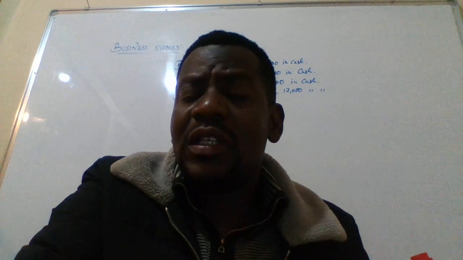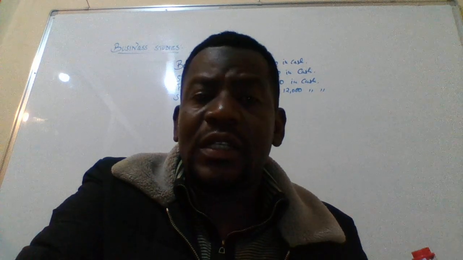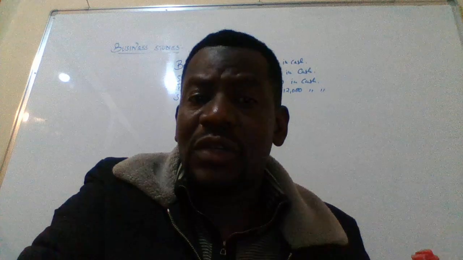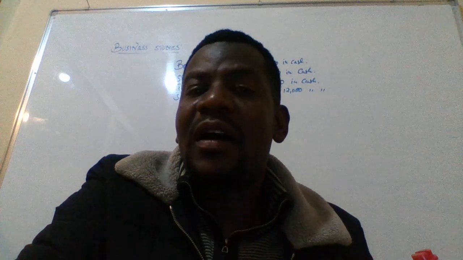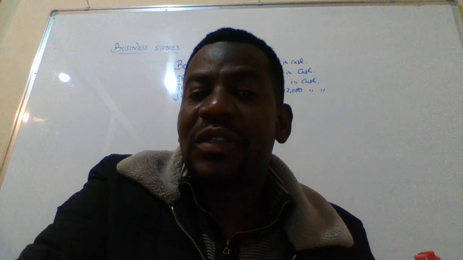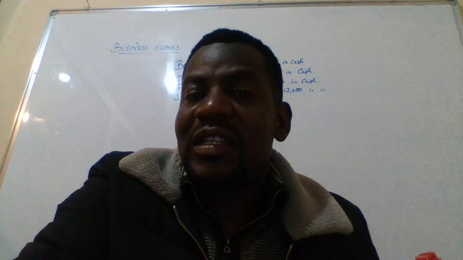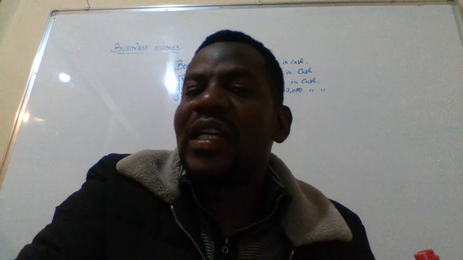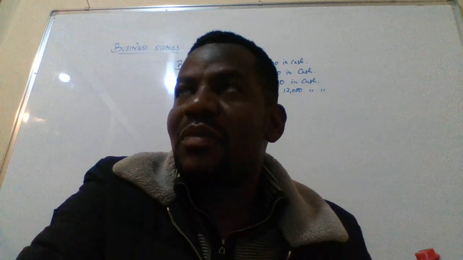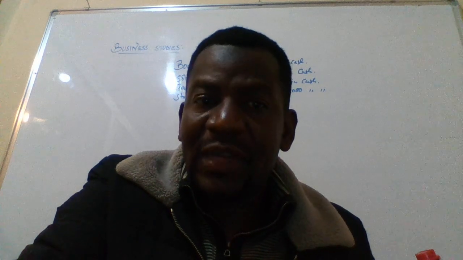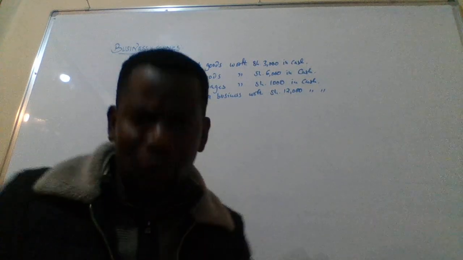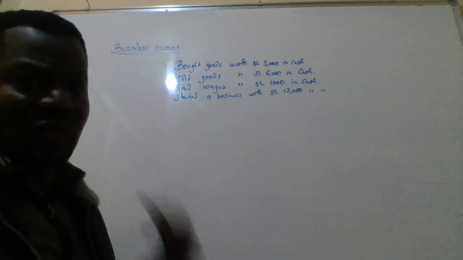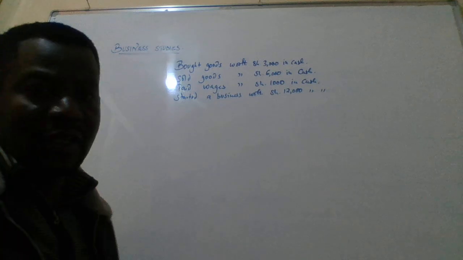But again, we need to go further and create ledgers. We must know how to come up with ledgers. Then after ledgers, we must come up with a trial balance to make sure our ledgers do balance, that they are okay and there's no error. Then we can come up with the income statement and a balance sheet. Now I have here some few transactions. The first one is bought goods.